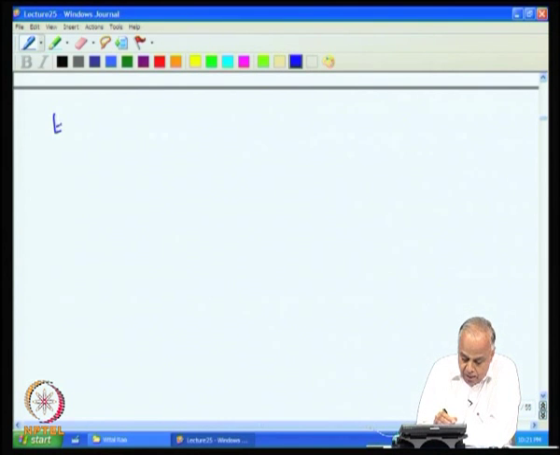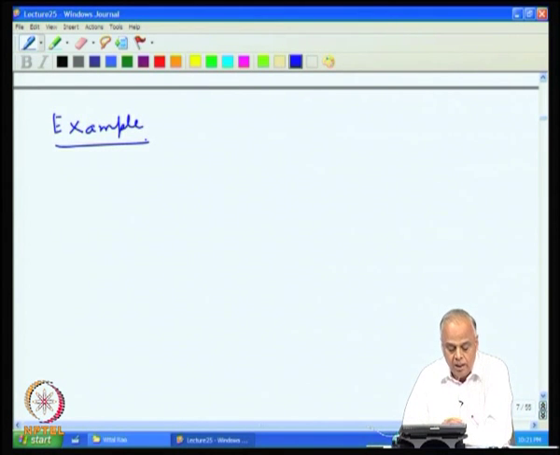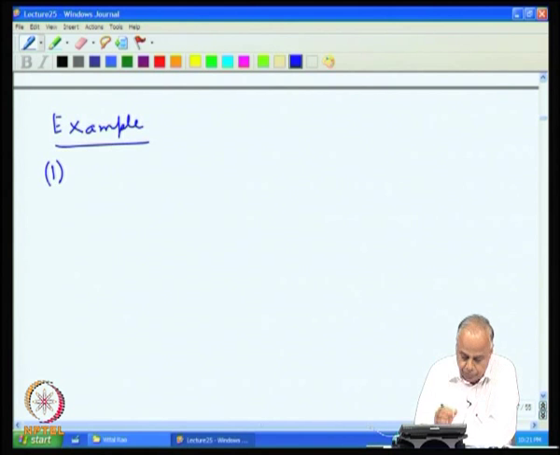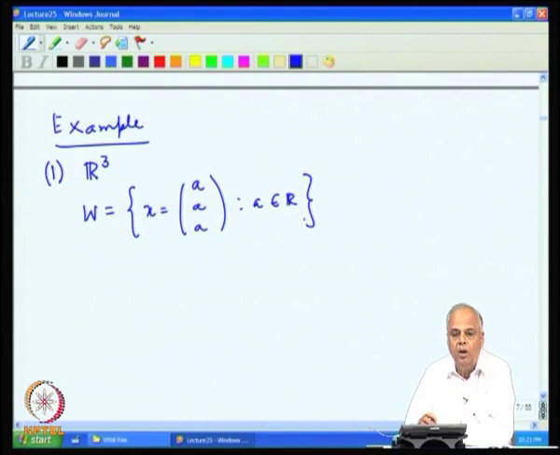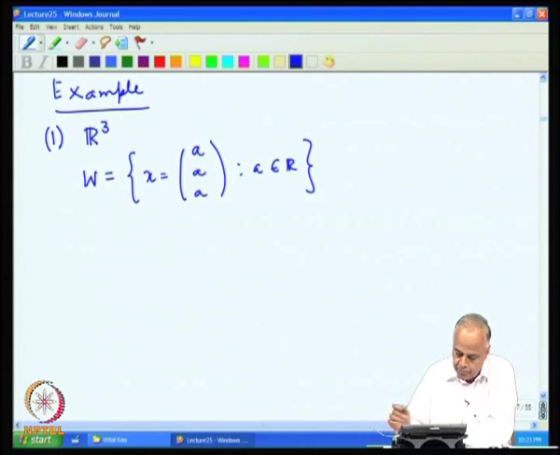Now, let us look at some examples. This idea we will use in the examples to find the W perp. Let us look at R^3 and consider the subspace of all those vectors which are of the form (a, a, a), where a is real. In other words, it consists of all those vectors where every one of its components is equal to the other. So, this is along the line (1, 1, 1). Now consider this space, and then it is easy to check that it is a subspace.